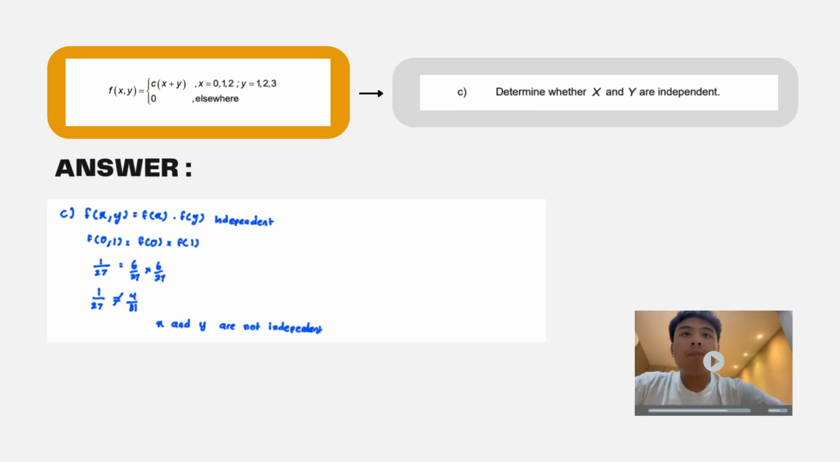For question C, we need to check whether x and y are independent. We must compare the joint probability f(x,y) with the product of the marginals fX(x) and fY(y). When we substitute the values, we can see that f(x,y) is not equal to fX(x) times fY(y). So x and y are not independent.